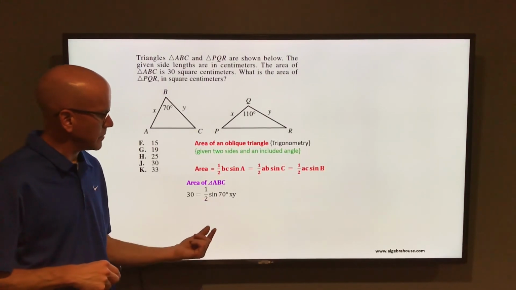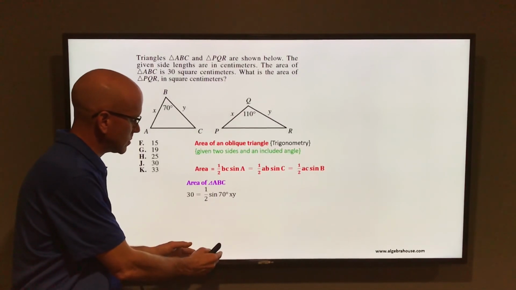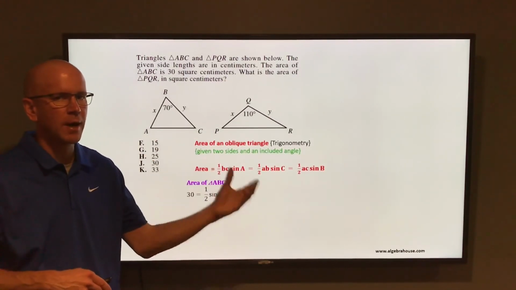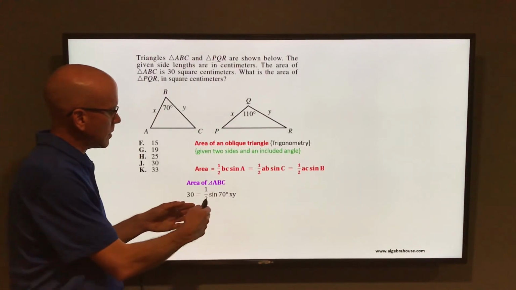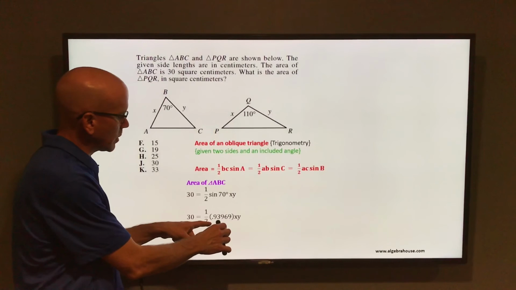Now let's see what happens. I'm going to actually give you some insight into what I'm doing. I'm going to solve this for XY, and you'll understand why when I'm done. So to solve this for XY, first of all, at some point you have to find the sine of 70. It's 0.93969.